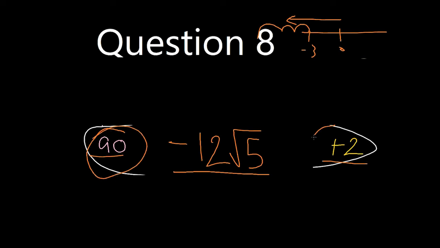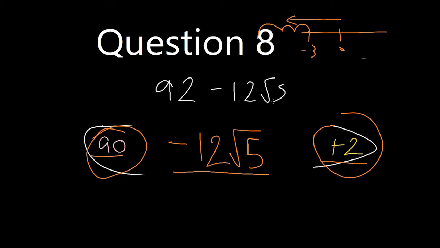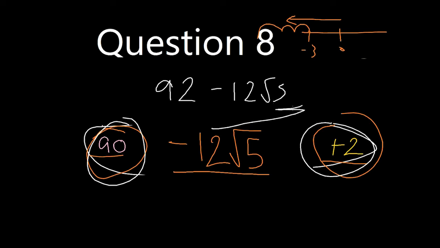Yes, because we've got one more lot of like terms over here. So we're going to end up with, as our final answer, 92 minus 12 root 5, because we put these two together and then we're adding this bit on the end. So that's our final answer there.